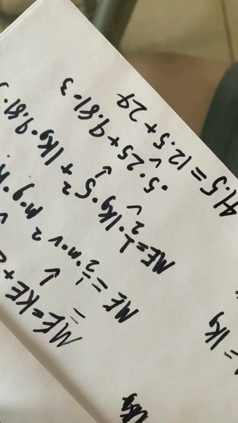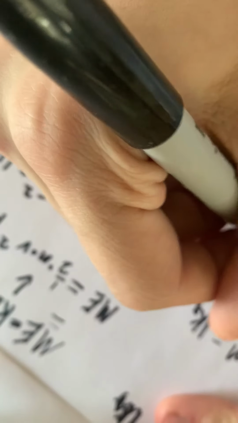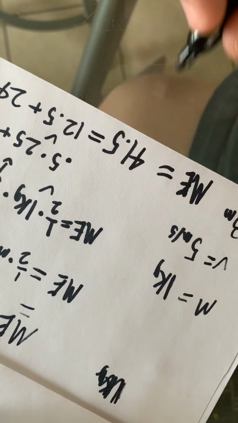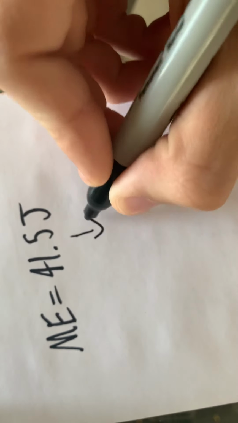So this means the total amount of mechanical energy that we have, ME equals 41.5. And since we always measure energy in joules, the answer to our problem is mechanical energy equals 41.5 joules, roughly. That's not exactly right. You guys have calculators, you do it. I'm not very literate in math, but that should be correct.